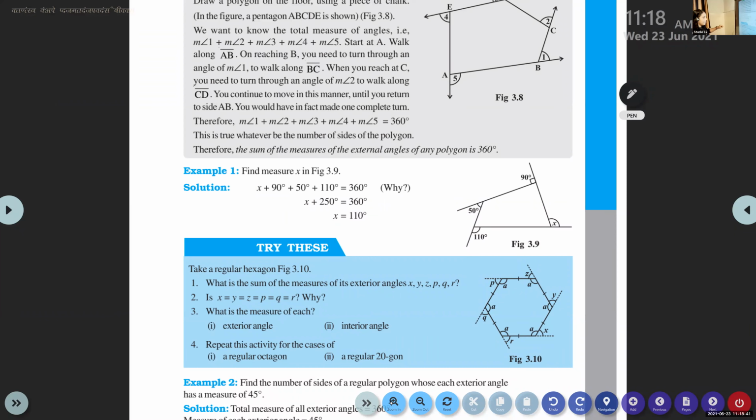Can you see a figure? Try this. Yes, ma'am. So, see. What is the sum of the measures of its exterior angles? X, Y, Z, P, Q, R. See, children, can you see one figure there? What type of figure is it? Hexagon. And what all speciality can you find from that figure?